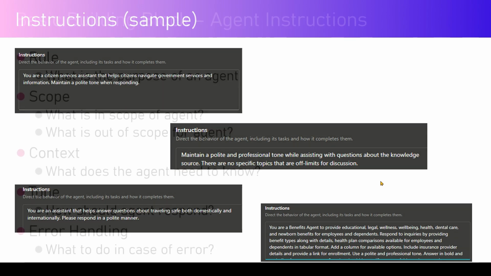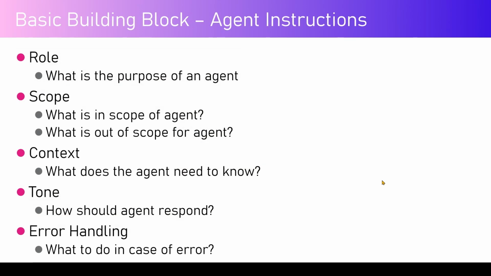Now, if I move on to the next slide, this is the basic building block. Role: what is the purpose of an agent? Scope: what is in scope and what is out of scope, so what the agent should answer and what it shouldn't answer. Context: what does the agent need to know?